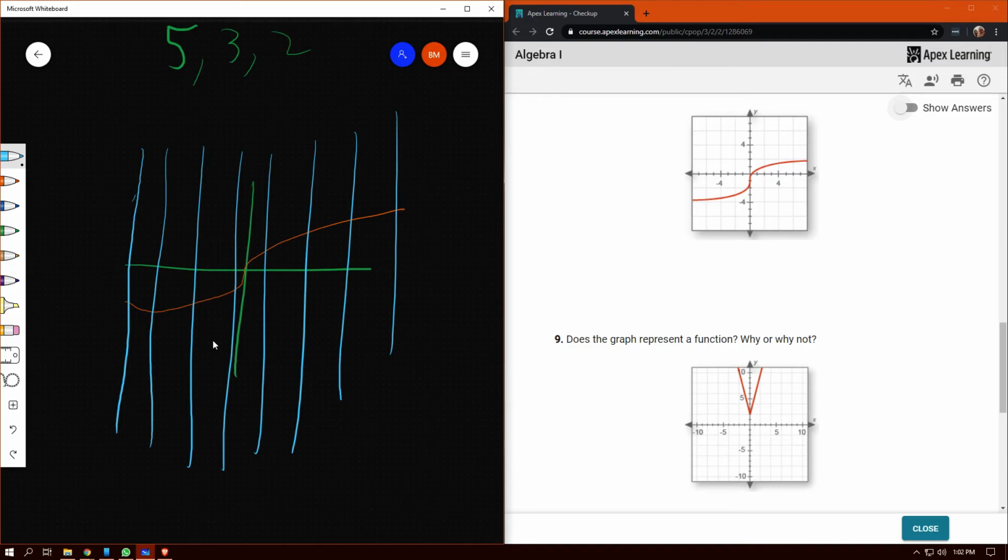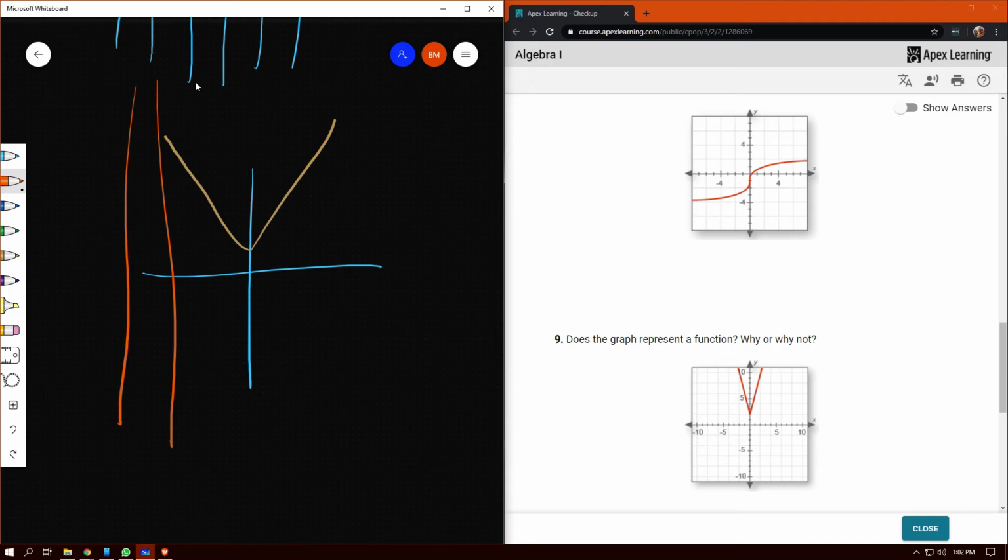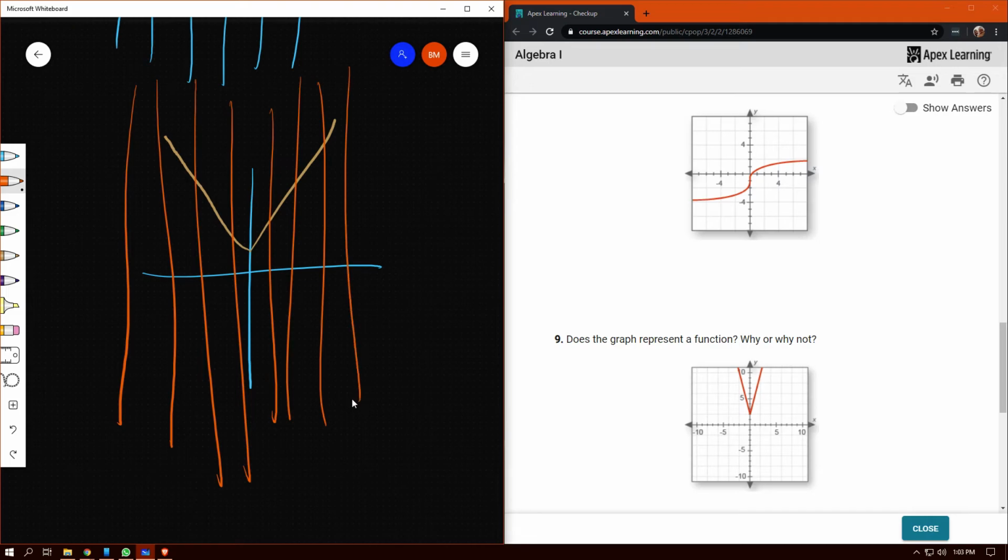It's if you draw a bunch of vertical lines and it only touches the graph once at all of them, it's a function. Now this next example. Does this graph represent a function? Why or why not? I'm going to do the same thing. I'm going to draw a bunch of vertical lines. And as I draw all these vertical lines, each time the vertical lines only touch the graph once. And because it only touches the graph once, it passes the vertical line test, and that means it is a function.